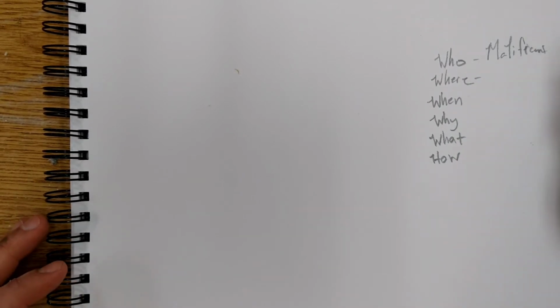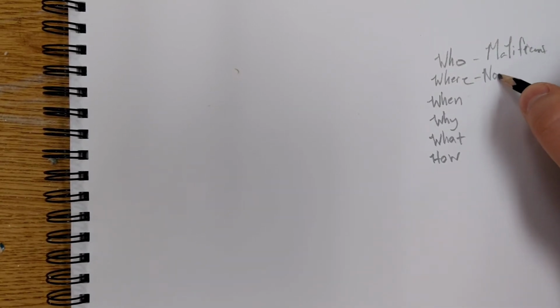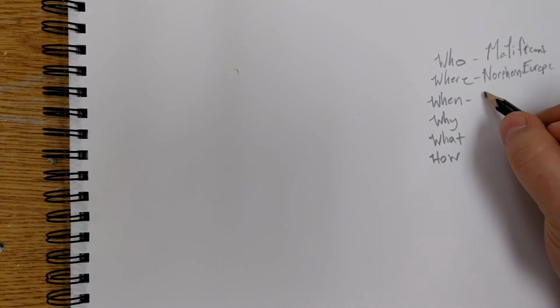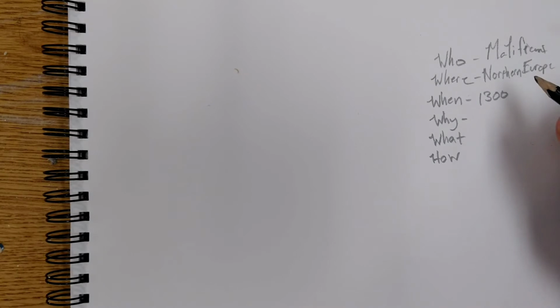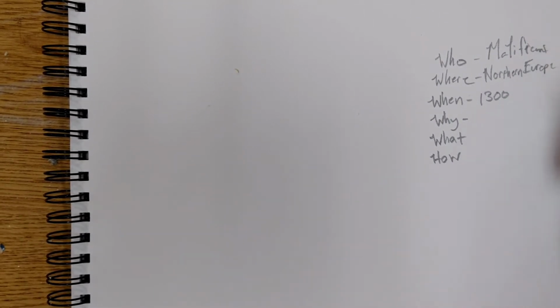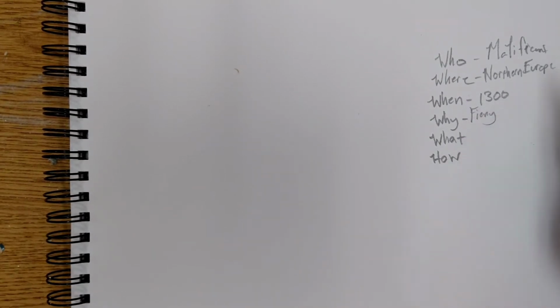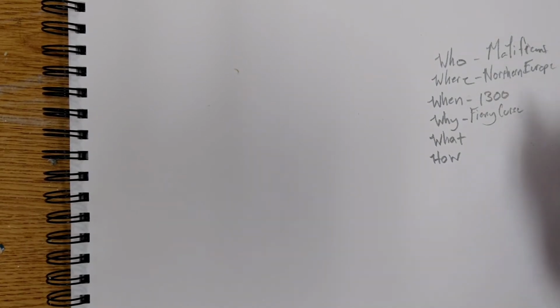Where do I want it? Well, Maleficent and those legends come from Europe, and usually Northern Europe. So it's going to take place in Northern Europe. When? Usually the 1300s is the time period. Why is this taking place? Well, the why is that, you know, you look up the story, and she is actually a fairy who curses Aurora.